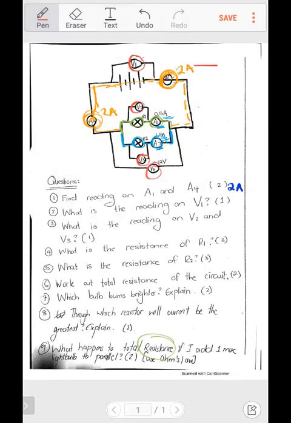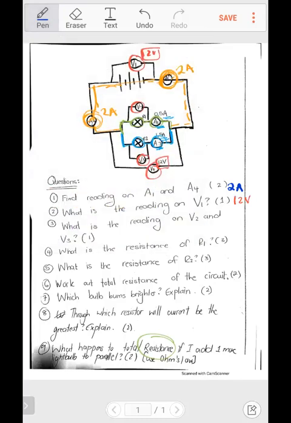So we wanted voltage. So we know that voltage in the parallel circuit is the same. So if V4 reads 12, then V1 will also read 12 volts. V3 will also read 12. V2 will also read 12. So your answer here is 12 volts.